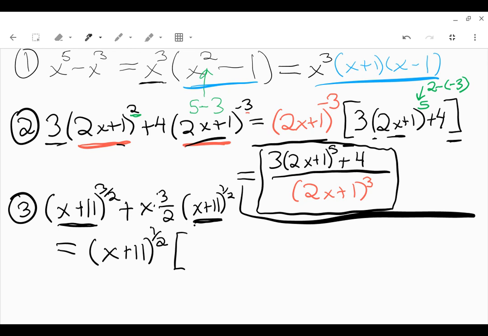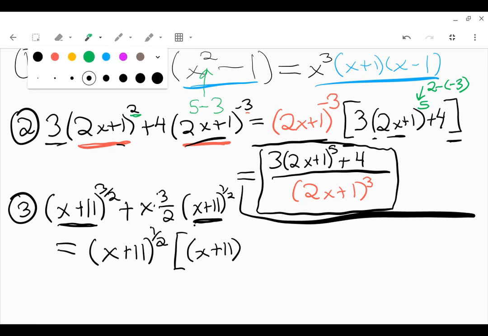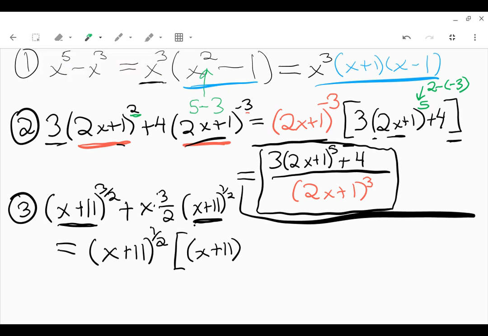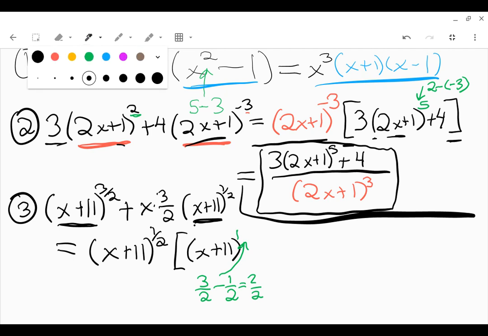Now figuring out what's left in here. So I have x plus 11 to the 3/2 initially. I factored out the 1/2 power. So there's some power of x plus 11 left over here. If we do that same subtraction approach to figure out the exponent that belongs here, it would be 3/2. That's the power that we had initially. Take away 1/2. That's the power that was factored out. That leaves you with 2/2, which is first power. If the exponent is 1, then we don't typically write anything in the exponent place, but I'll write that there just for clarity.